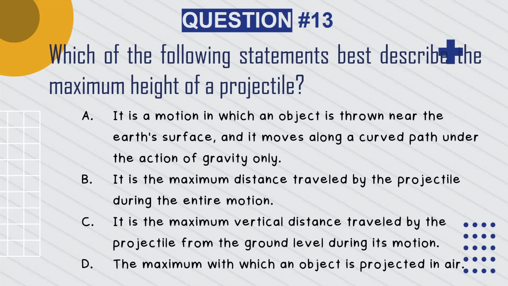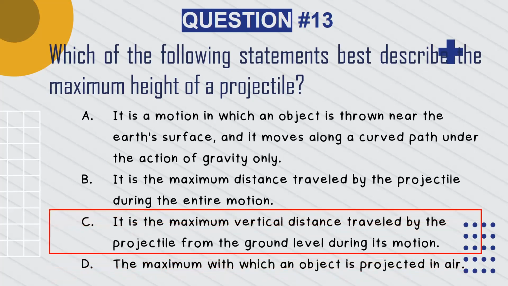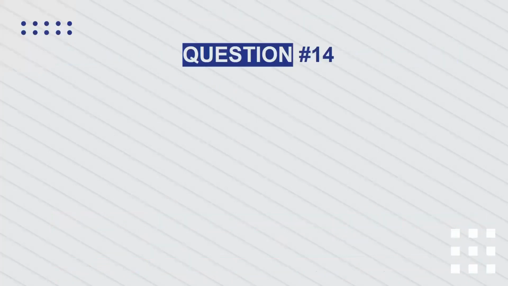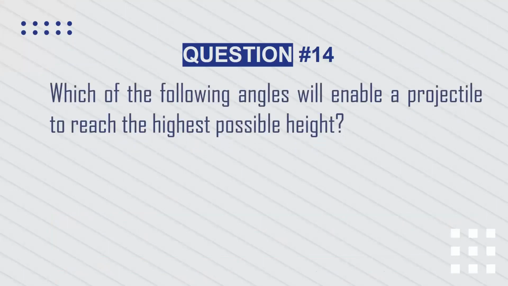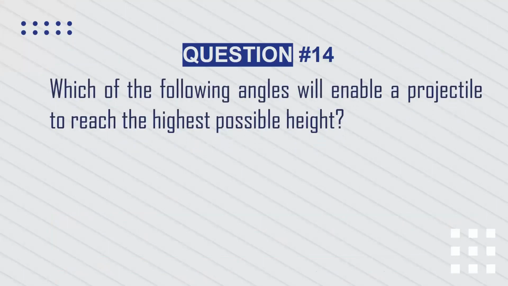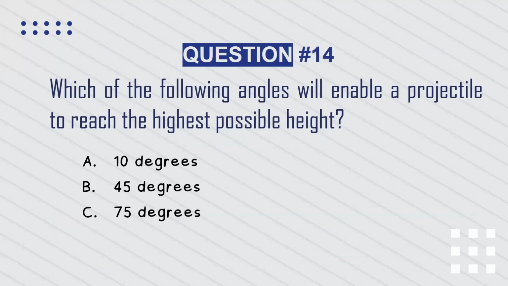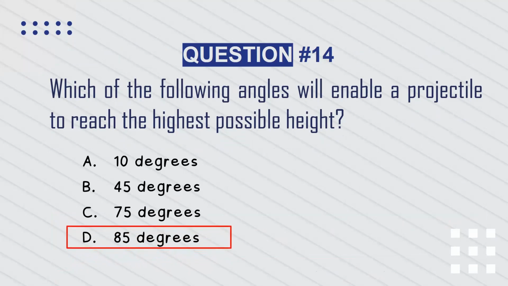The correct answer to this one is letter C, the maximum vertical distance traveled by the projectile from the ground level during its motion. Which of the following angles will enable a projectile to reach the highest possible height? A. 10 degrees, B. 45 degrees, C. 75 degrees, or D. 85 degrees. The correct answer is letter D, 85 degrees.